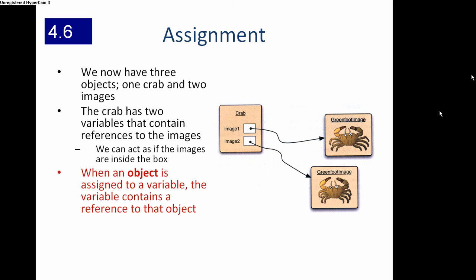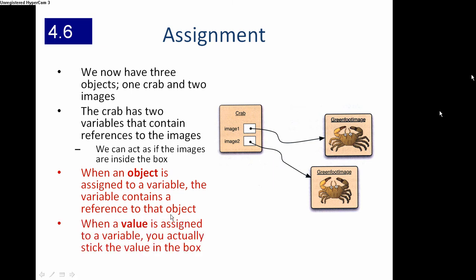When an object is assigned to a variable, the variable contains a reference to the object, not the object itself. But when a value like a number or true or false, so Boolean would work too, is assigned to a variable, you actually stick the value in the box. So the question is, in our brains we picture a crab that's carrying around 2 boxes and you can stick stuff in it. But in reality, what is the box? What is it really? We talked about this yesterday.